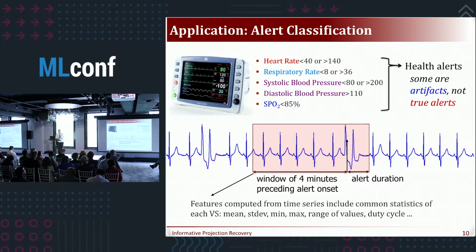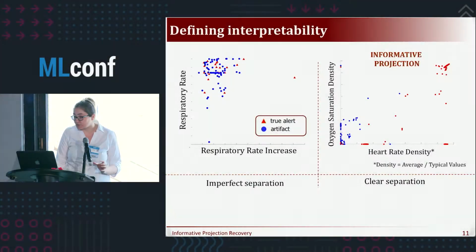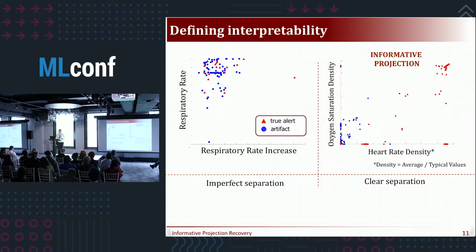We need a model the doctors can trust so it can be validated. So we need interpretability. Let's discuss interpretability for a minute. Assume that we have these two views of the data. So in both cases, the true alerts are shown in red and the artifacts are shown in blue. If we plot respiratory rate versus respiratory rate increase, which is what's shown on the left, we're going to see that there's no separation between the true alerts and artifacts, so this view of the data is not very useful. On the other hand, if we plot oxygen saturation density versus heart rate density, we can see that the artifacts are obviously separated from the actual alerts.